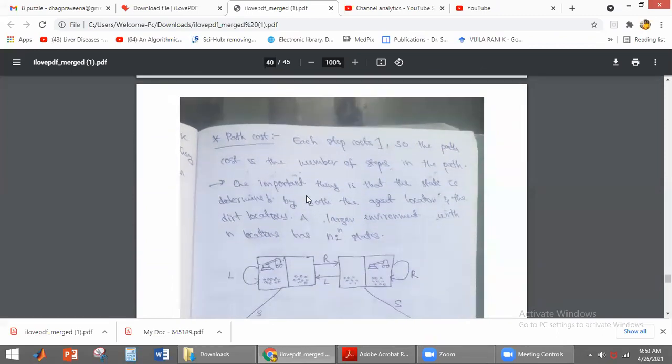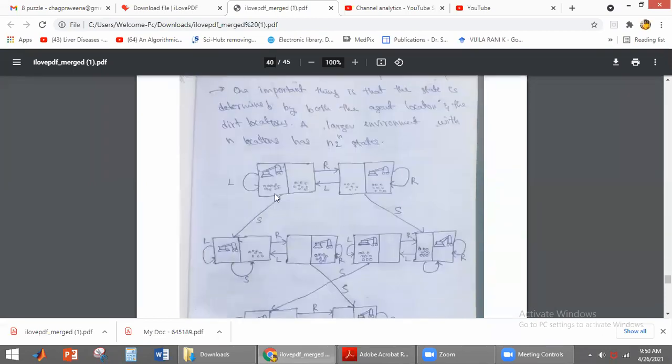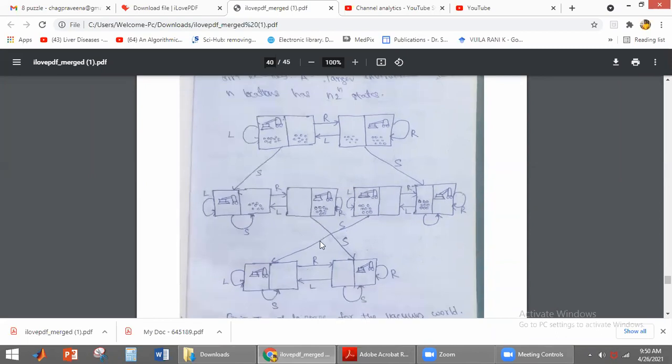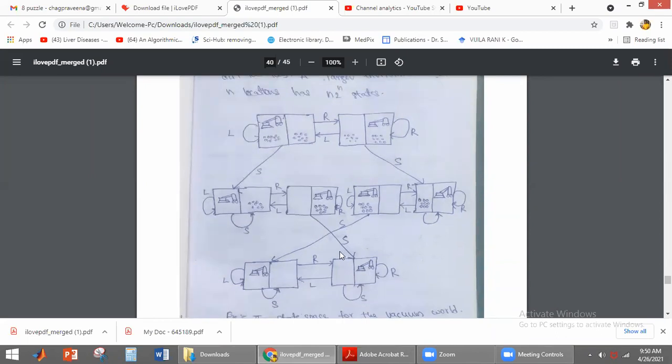Then what is the path cost? For each step cost, for example, if it is just taking right, it will be moving. So one step it is taking. So each step costs one here. So path cost is the number of steps in the path. How many steps does it take to reach the goal? For example, it takes suck here as one step, then right as the second step, then suck again as the third step. In the third step, it is reaching the goal state.